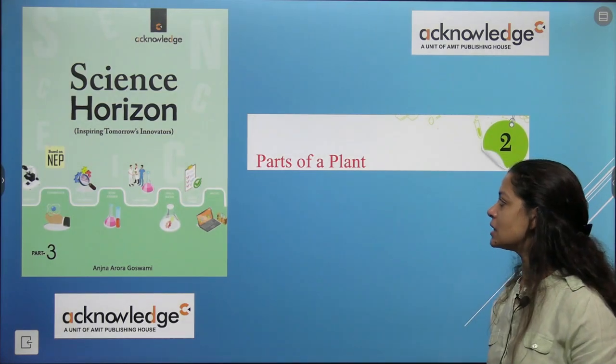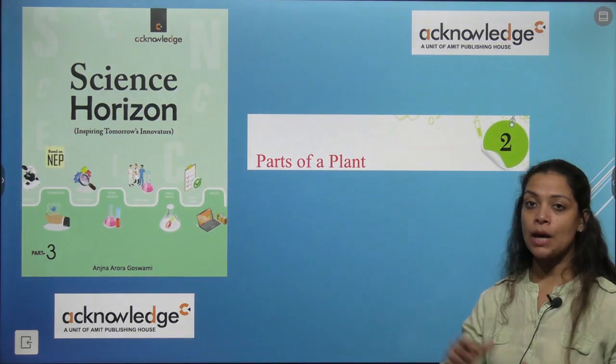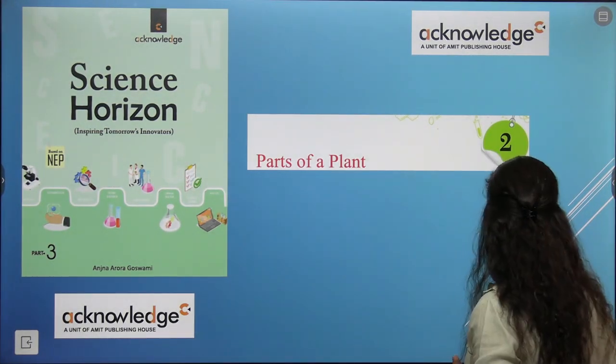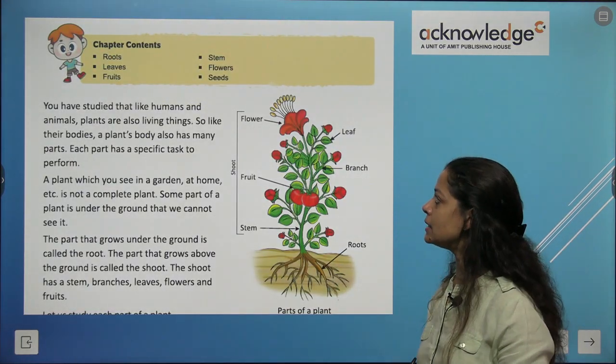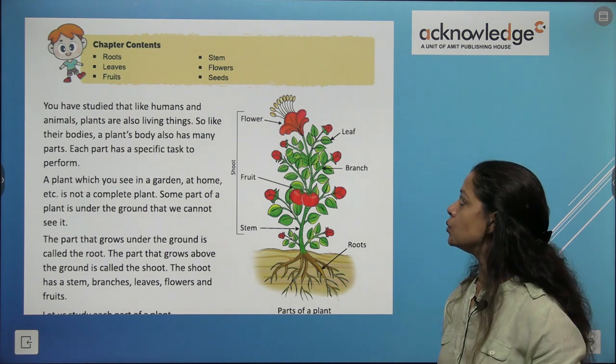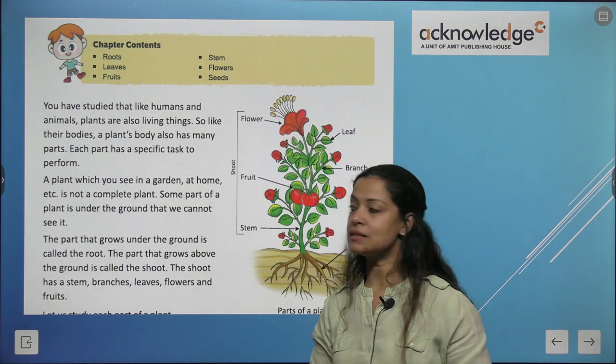So we are going to study parts of plant, that is chapter number 2. Let's begin. So first of all, let's see what all contents we have to study. Roots, leaves, fruit, stem, flowers and seeds.